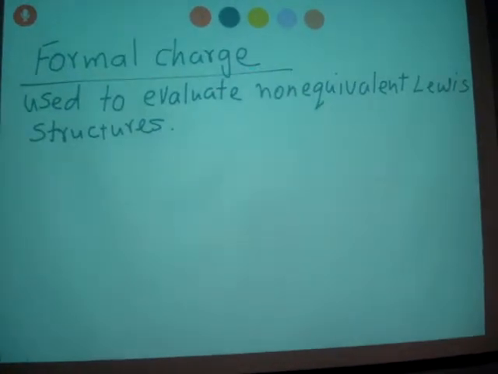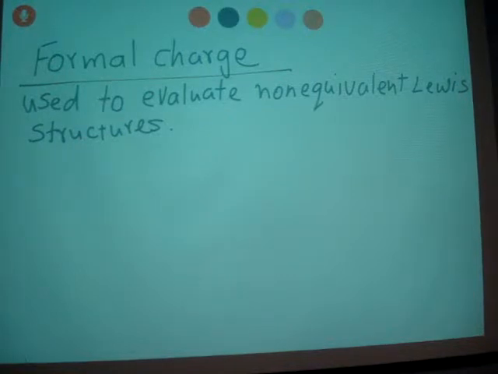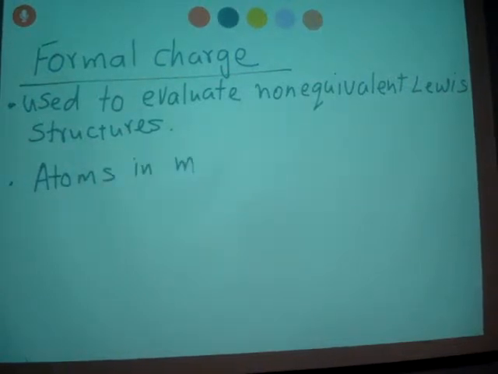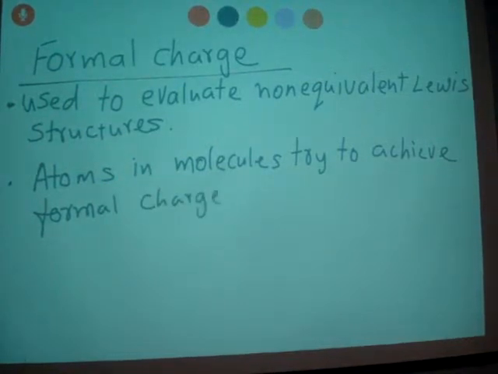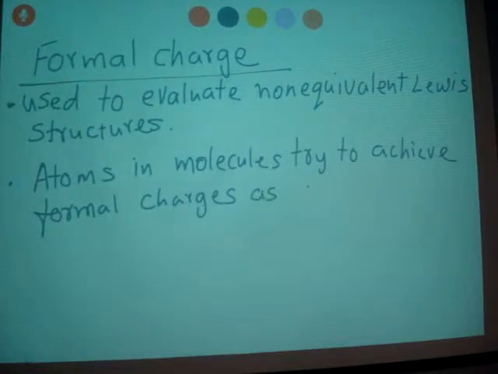Again, formal charge is used to evaluate non-equivalent Lewis-dot structures. We'll see some examples. So, atoms in molecules try to achieve formal charges as close to 0 as possible.